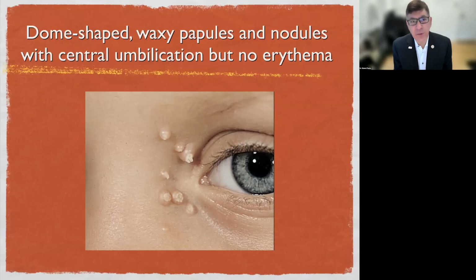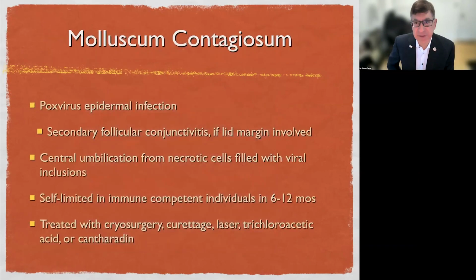I describe this as dome-shaped, waxy papules and nodules with central umbilication, but again, no erythema. This is molluscum contagiosum, which, as you know, is a poxvirus epidermal infection that can cause a secondary follicular conjunctivitis. But one of the classic highlights is central umbilication from necrotic cells that are filled with viral inclusions. This is self-limited in immune-competent individuals, usually resolves within a year, but it can be treated with cryosurgery, curettage, laser, and TCA.